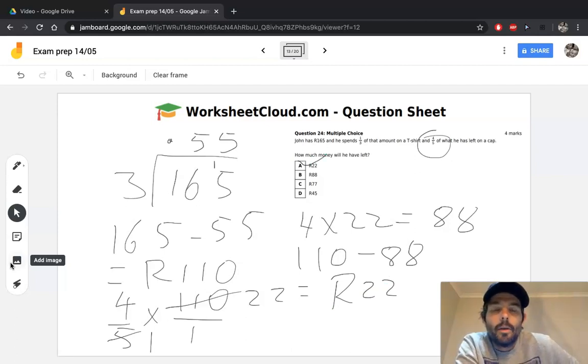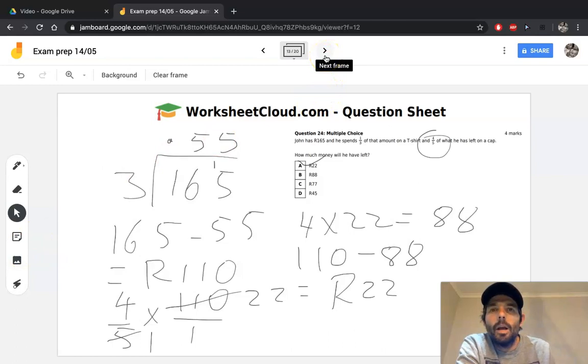Quite a nice question to test your understanding of working out fractions of amounts, and to test whether you understand you have to do more than one thing. You had to divide by 3, subtract from 165, then work out 4/5 of that amount and then subtract again. So there's quite a lot of work involved there, which is why it's for 4 marks.